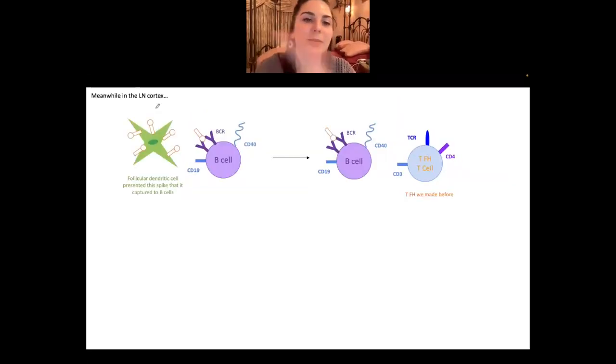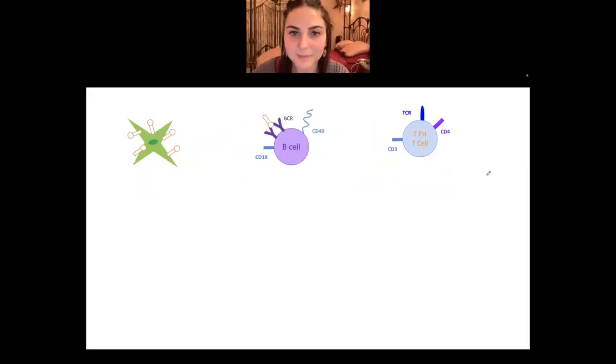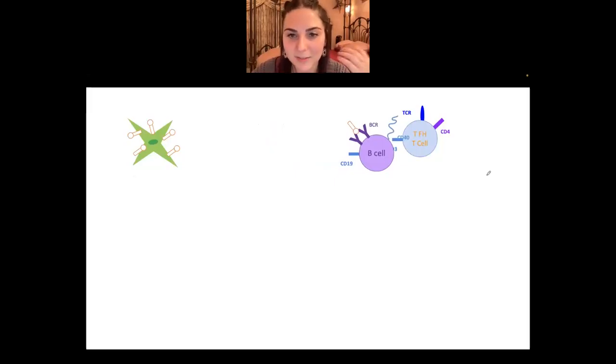So now let's go back to the lymph node cortex because we made that follicular helper T cell, right? In the lymph node cortex, within the follicle, we have a follicular dendritic cell that's now presenting spike protein to a B cell. So now we're going to do B cell activation. We're cross-linking the B cell receptors. We're activating it. And here's your follicular helper T cell that we activated earlier. It's going to undergo somatic hypermutation. So this is what I think of when I think of somatic hypermutation.